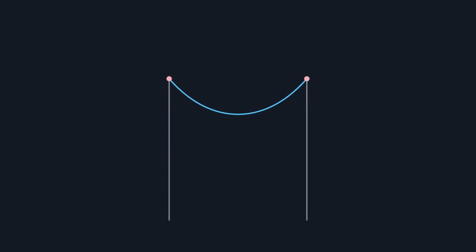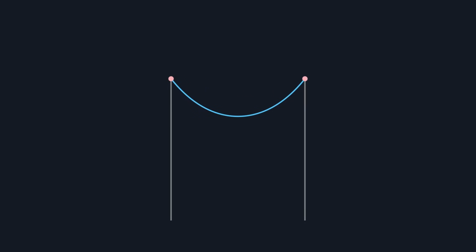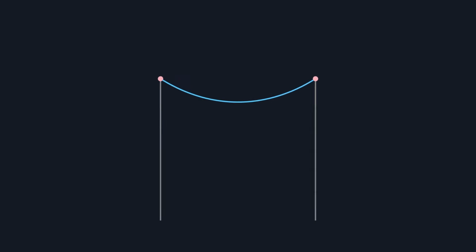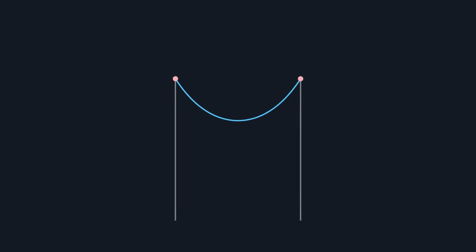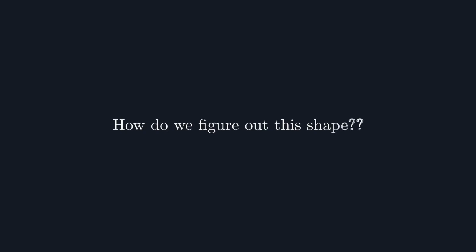Whenever you hang a chain from two poles, it always makes this same general shape. But what even is this shape? It kinda looks like a parabola, but also not really. What is the shape? More importantly, how do we even figure out what the shape is?